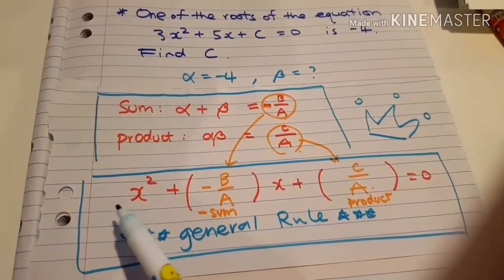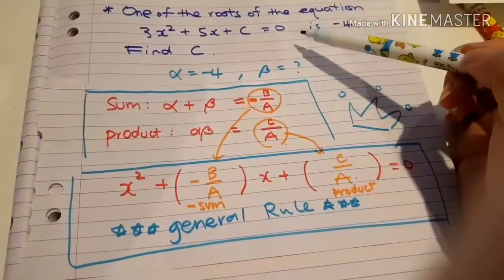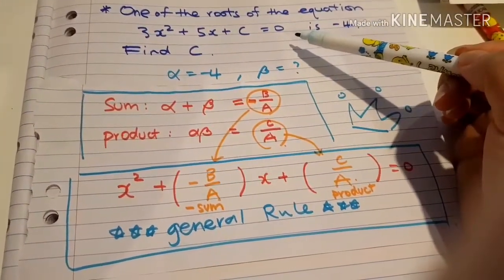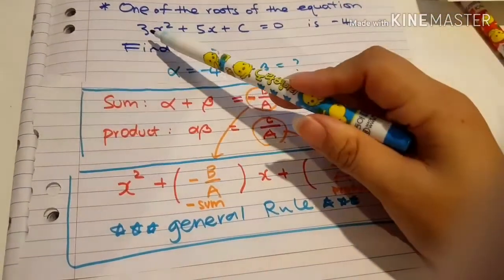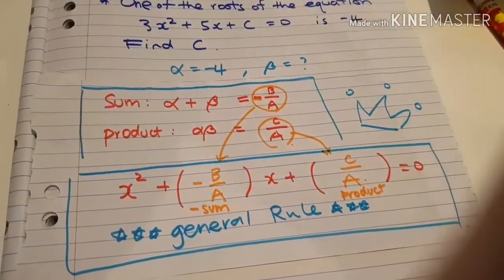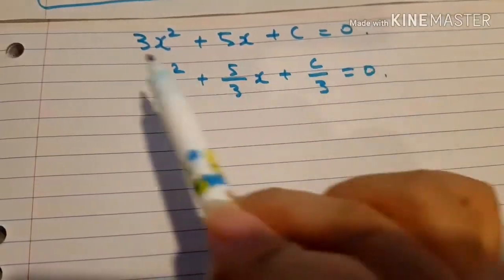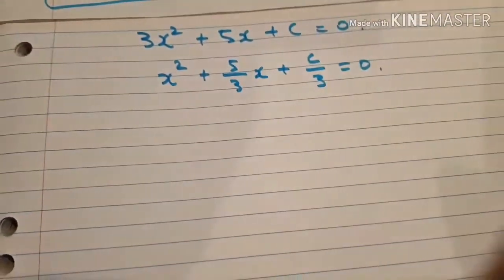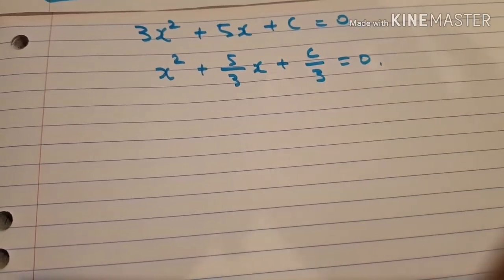The coefficient should be 1, but is my coefficient 1 in the equation? No. So the first thing is I need to divide each term by 3. Okay, so there you go. This was the original one. I divided by 3, so now it's 1, 5 over 3, and c over 3.